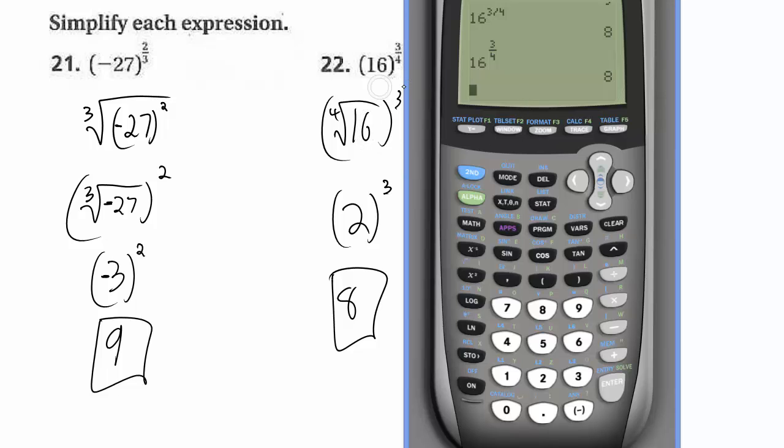But here's why I didn't do it the other way. Notice how we could have cubed the 16 first. Take 16 and cube it, and you get this huge number. Then that number you have to take the fourth root of, which just a reminder in case you ever need to use it.